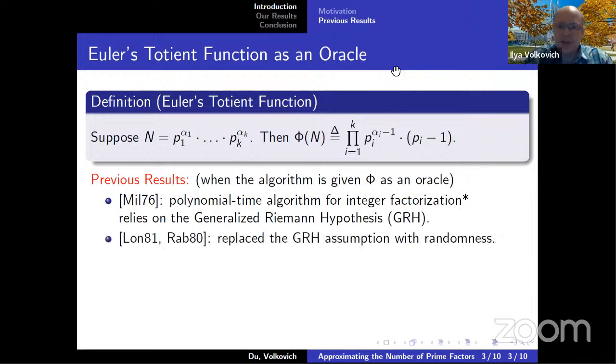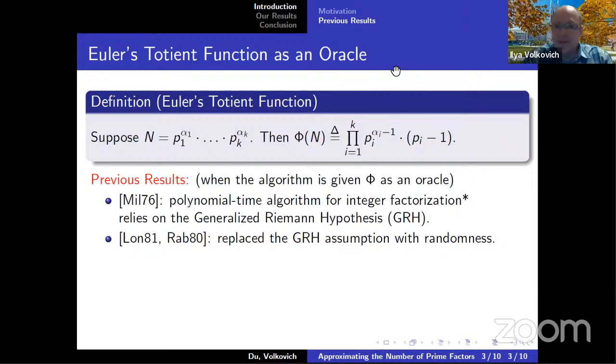Later, Rabin actually removed this assumption and replaced it with randomness. You might have heard this story from a different angle. I believe many of you know about the Miller-Rabin primality test, but it's essentially the same story. In the same paper, Miller came up with a primality test which relied on the GRH, and Rabin improved this test by removing the GRH and replacing it with randomness. This is why it's called Miller-Rabin, which is unconditional, which is exactly the same story.